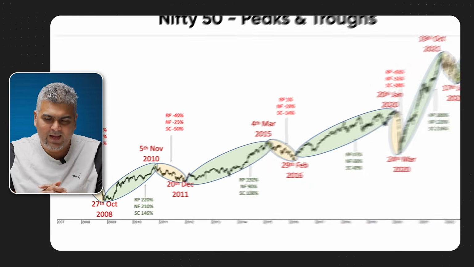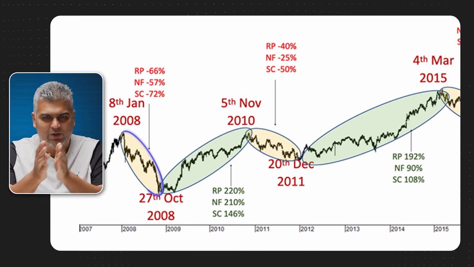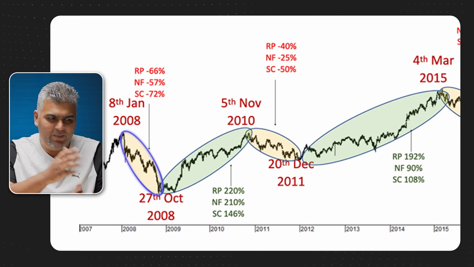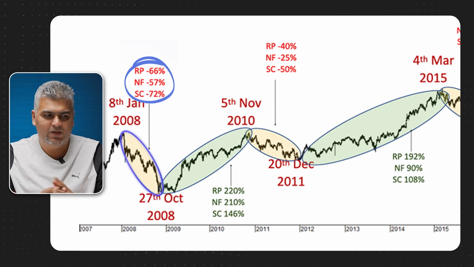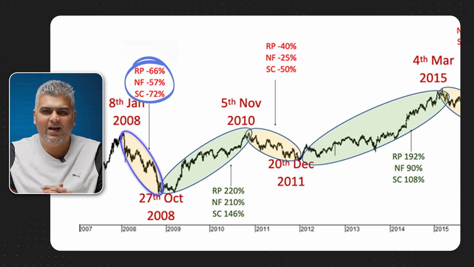Now what we do is we look at the random portfolio return from time to time. So what happened between 2008 to 10, 2014 to 15, etc. Let us see what happens in the Nifty peaks and bottoms over the last few years. Now, in 2008, from the top to the bottom, the Nifty fell by around 55 to 60%. Your random portfolio fell by 66%. Your small cap index was down by 70, 72%.